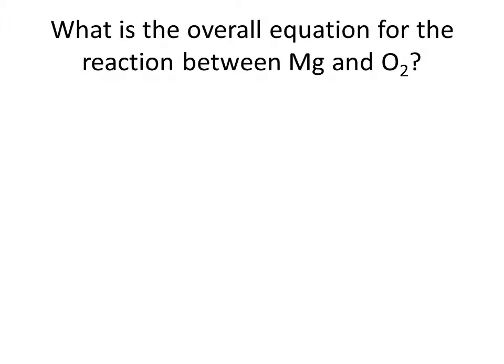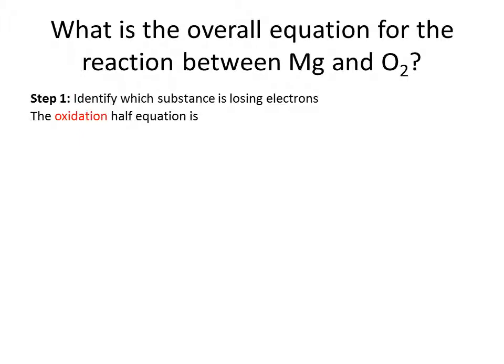So far we've looked at reactions where the electrons that have been produced by the metal have been consumed by the other substance, and they've exactly balanced out. But what happens if it doesn't exactly balance out, such as in the reaction between magnesium and oxygen? First thing we need to do is to look and see what substance is losing electrons, and again in this case it's the magnesium.